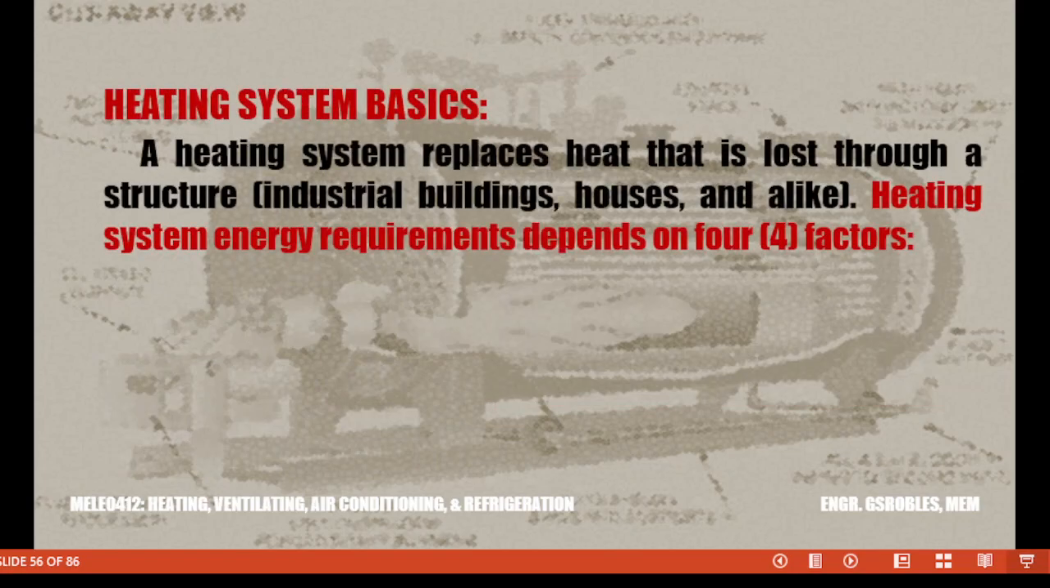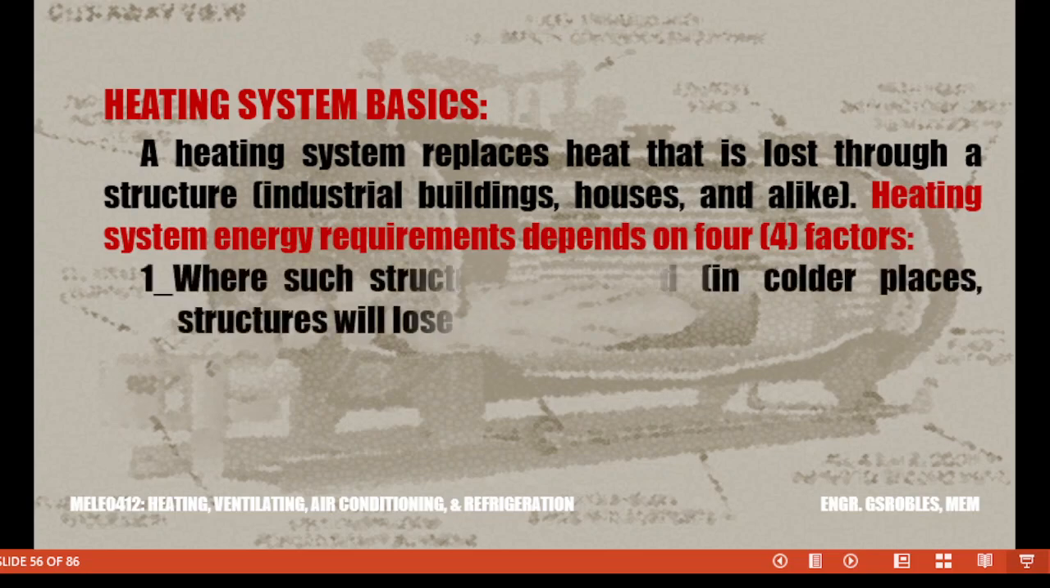So again, ano yung tinutukoy nating heating system? So it is considered to be a system that replaces lost heat in buildings, homes, offices, etc. So ano yung reason? This is due to the extreme cold of the harsh environment outside. So we have 4 factors in determining the heat energy requirements of a space, and these are, for number 1, where such structure is to be located. So habang malamig yung location natin, eventually it would require large amounts of heating for thermal or human comfort.